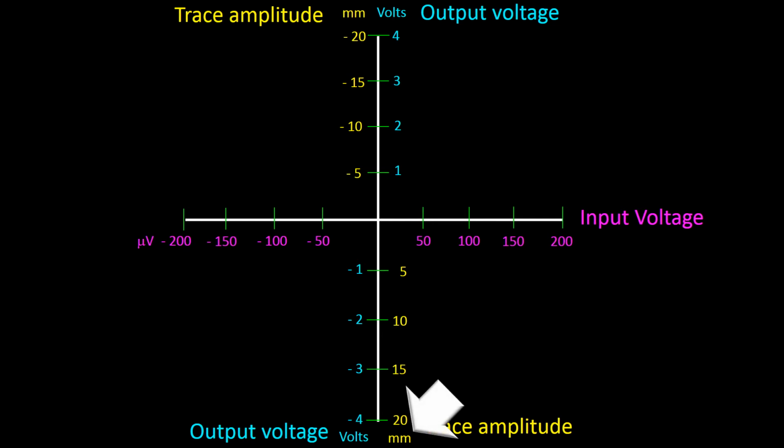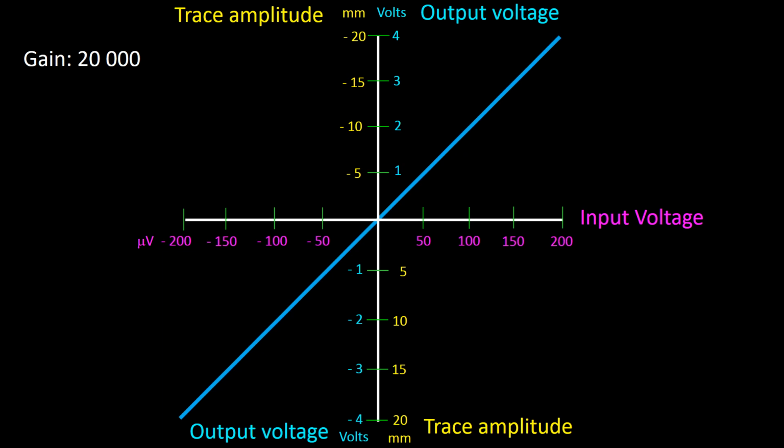As you can see, trace amplitude is displayed here in millimeters. The negative sign in this case indicates down displacement. The lack of a sign indicates upward displacement. Now I have added the same blue line I had used to answer the past question. This line indicates the relation of a gain of 20,000 on the input and output voltages. I have done so to show you the relation between input voltage, output voltage, gain, and sensitivity.